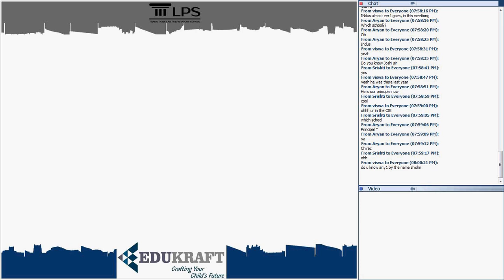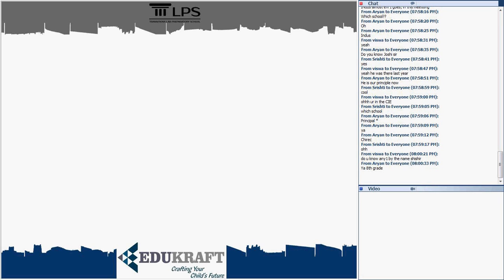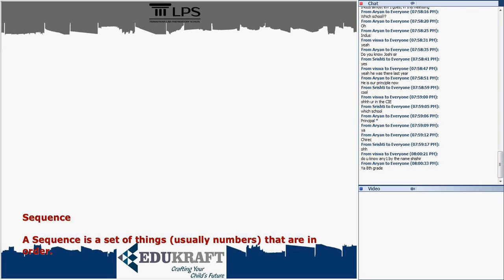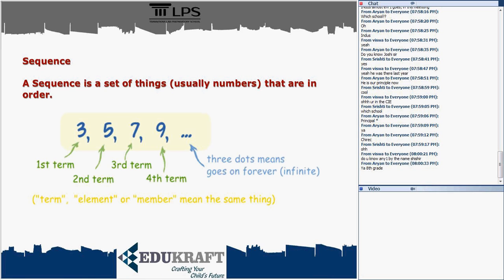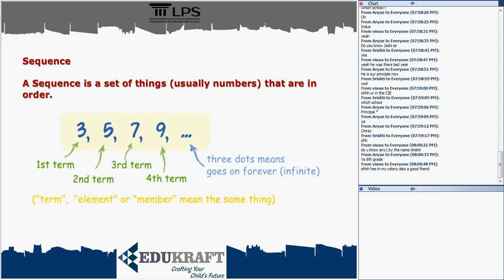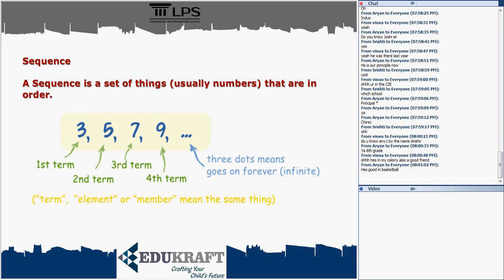Everybody, see here is a sequence. A sequence is a set of numbers in a usual order. The numbers in a sequence follow an order, and that can continue infinitely.